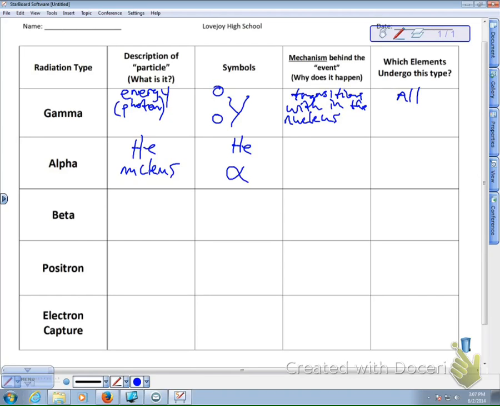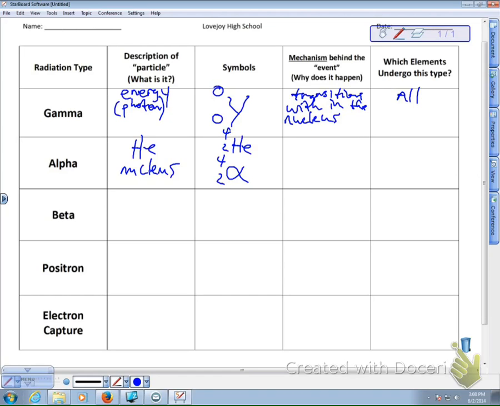For each of those symbols, we're going to put the mass in the upper left. The mass of the helium nucleus is 2 protons and 2 neutrons, which is a 4. And then the charge, as we discussed earlier, is going to be +2.